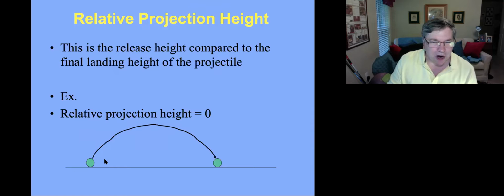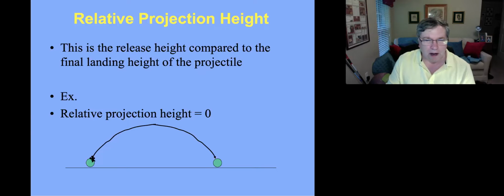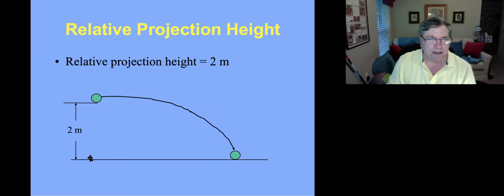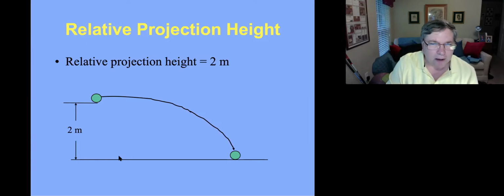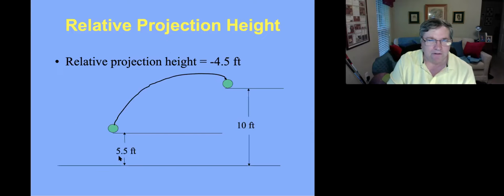For a soccer ball that's kicked from the ground, if you want to kick it far, you probably should launch it at an angle close to 45 degrees. For a cannonball, about 45 degrees is optimal to maximize that distance, that range. If the relative projection height is greater than 0, like 2 meters high, a little over 6 feet, that would be for a shot putter, then that optimal projectile angle is going to be flatter for sure.